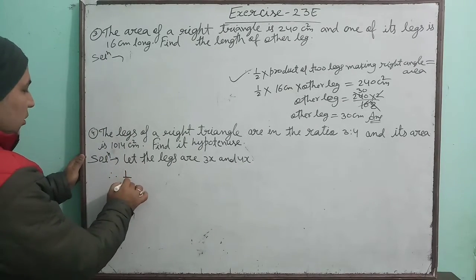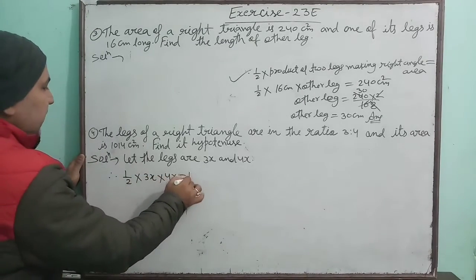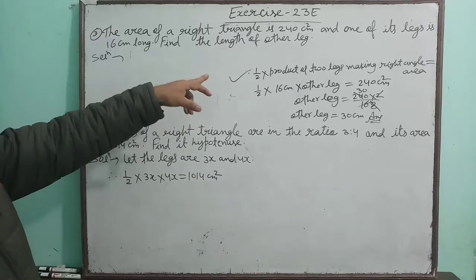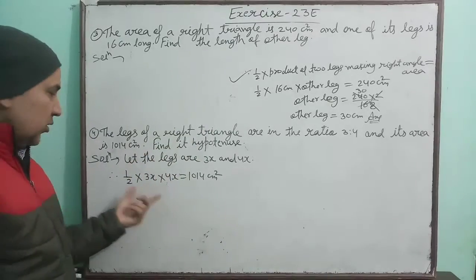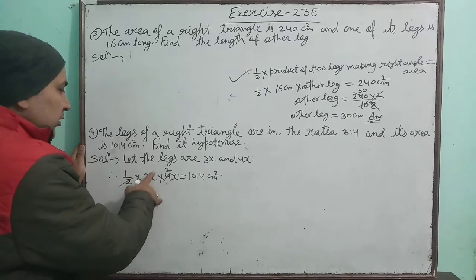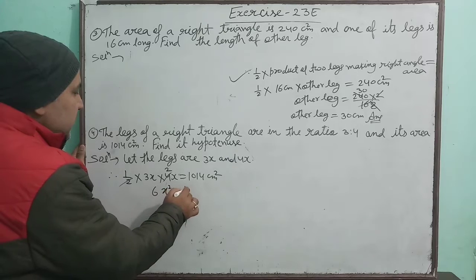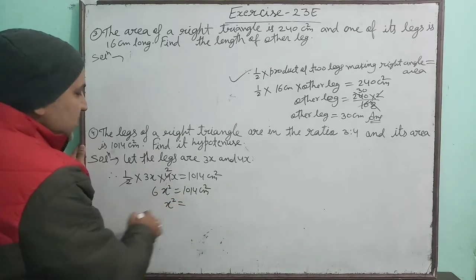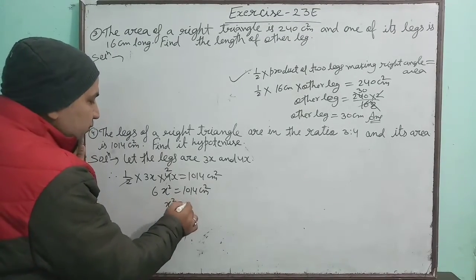It means 1 by 2 into one leg into second leg is equal to area. This we have seen just above. 1 by 2 into product of two legs. Product means multiplication. Now solve and get your answer. 2 dividing 4 by 2 times, 3 into 2, 6. X into x, x square is equal to 1014. So x square is equal to 1014 divided by 6.